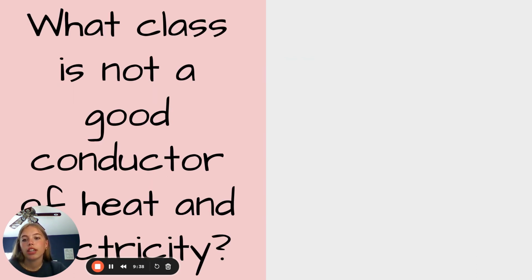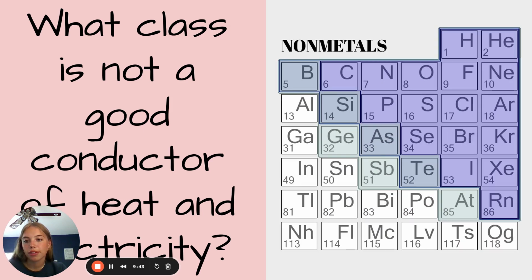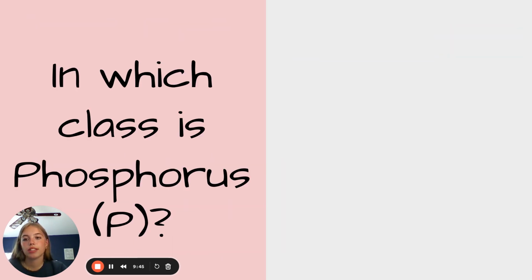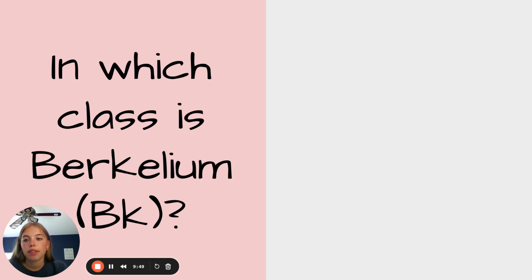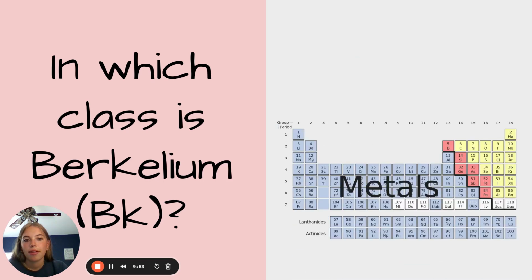What class is not a good conductor of heat and electricity? That'd be non-metals. In which class is phosphorus? Non-metals. In which class is berkelium? Metals.